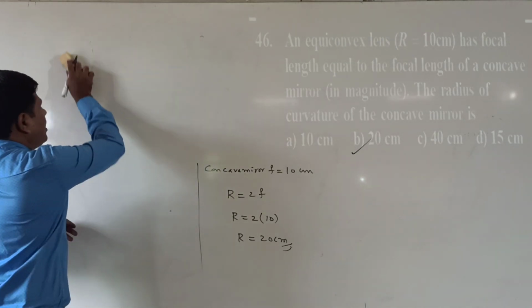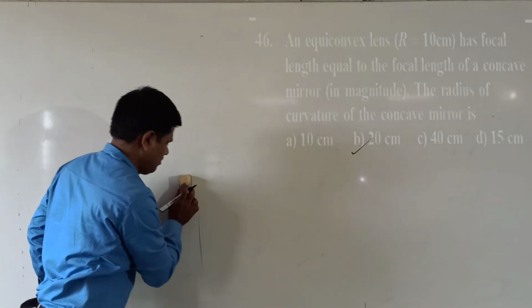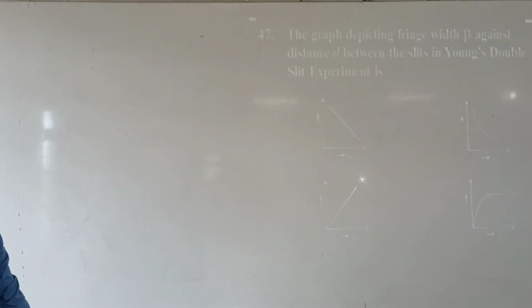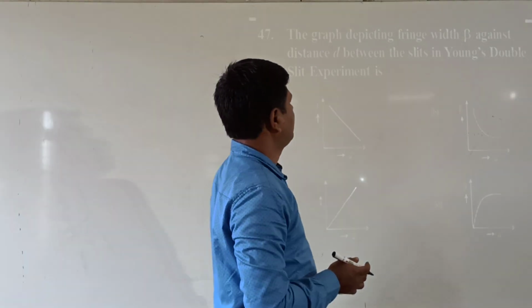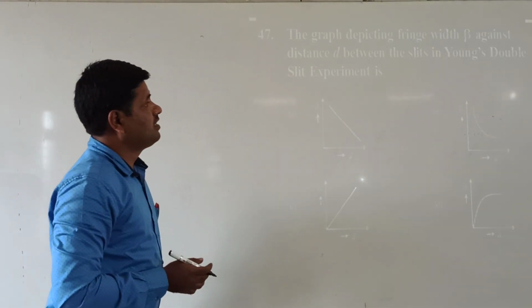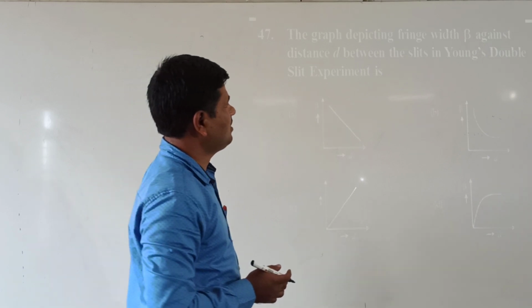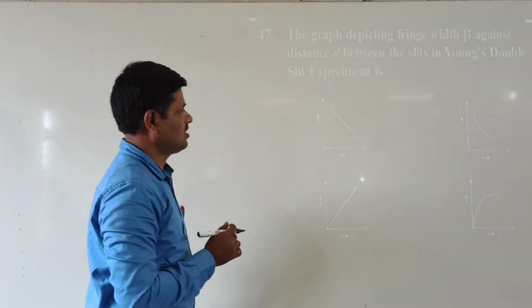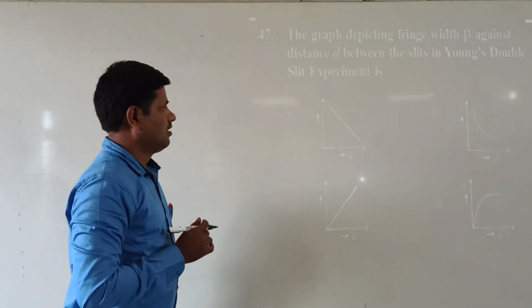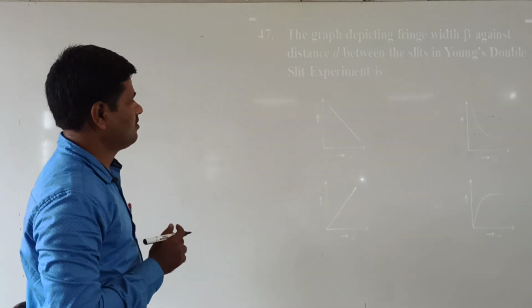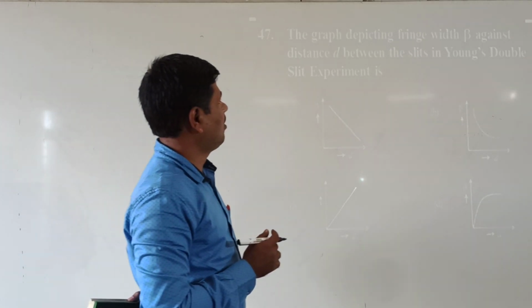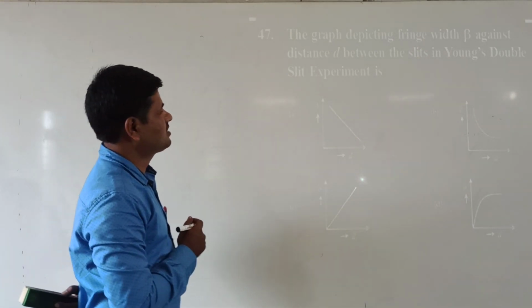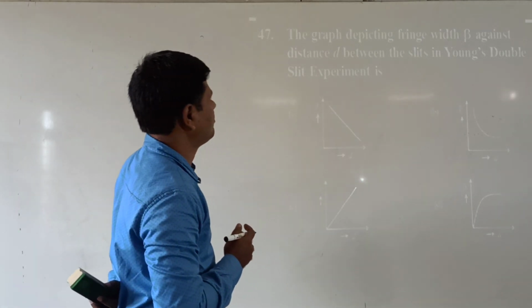Next we go to question number 47. Now the graph reflecting fringe width beta against the distance d between the slits in Young's double slit experiment. A small mistake is there in the question. This is the graph of fringe width against distance, in the Young double slit experiment.